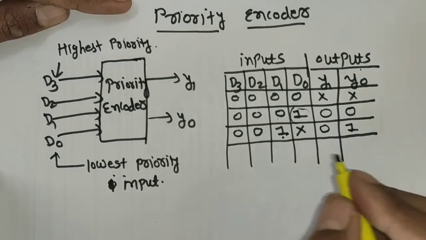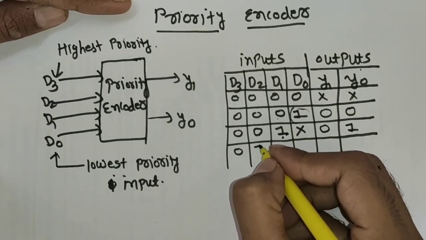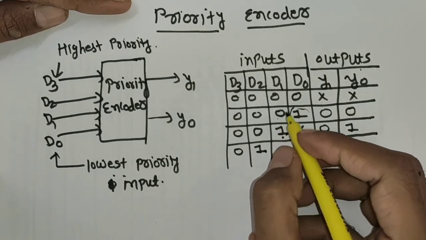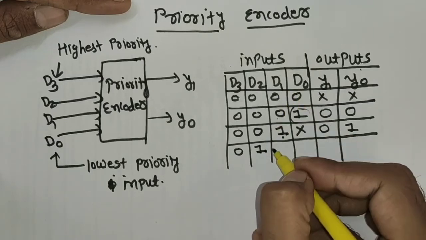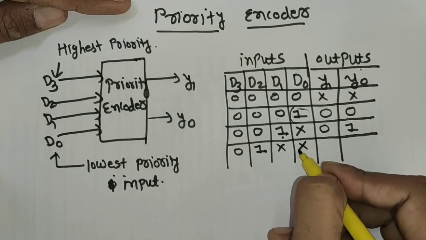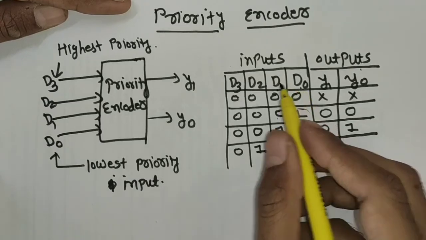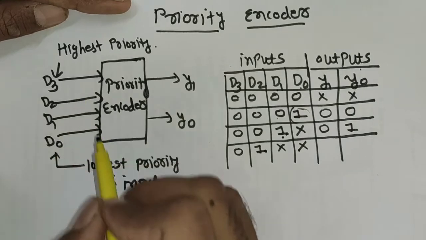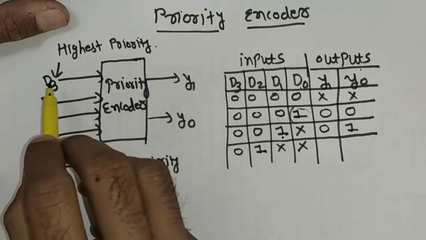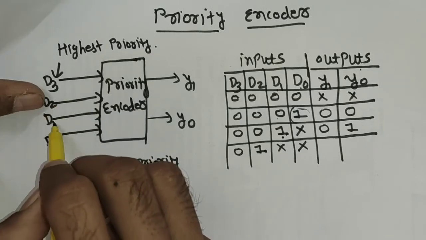Now the next input possible combination: if d3 is 0 and d2 is 1, then whatever the value of d1 as well as d0, we are considering either 0 or 1, because d2 has a higher priority than d1 and d0. We have to remember the order: d0 has the lowest priority and d3 is the highest priority. So d2 has more priority than d0 and d1.